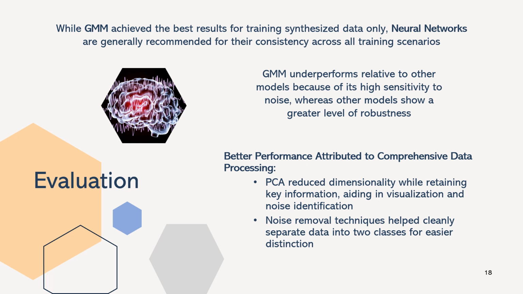While Gaussian mixture model, GMM, did achieve the best results, this was for training synthesized data only. If you look back on the other slide, the data columns on the very left for each graph represent Gaussian mixture model, and they generally did not do well for other training scenarios. This is because Gaussian mixture model is very sensitive to noise, and in a lot of those training scenarios, noise was not removed. Therefore, neural networks are generally recommended for their consistency across all training scenarios.